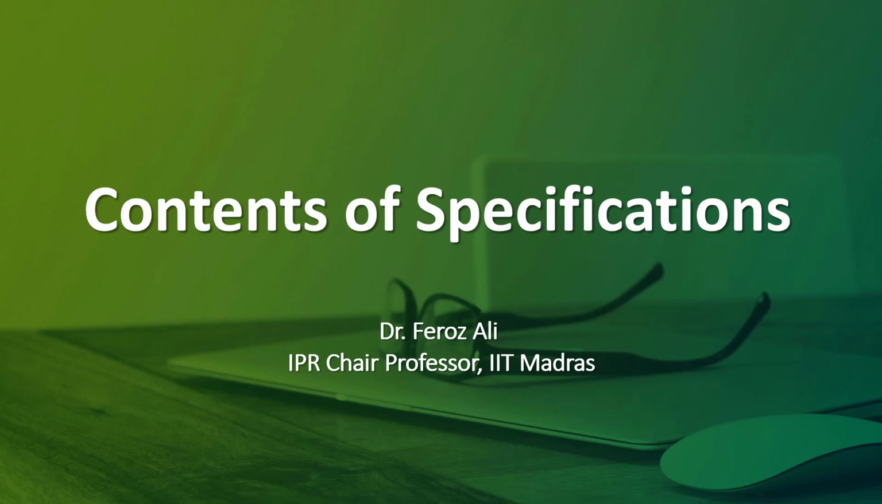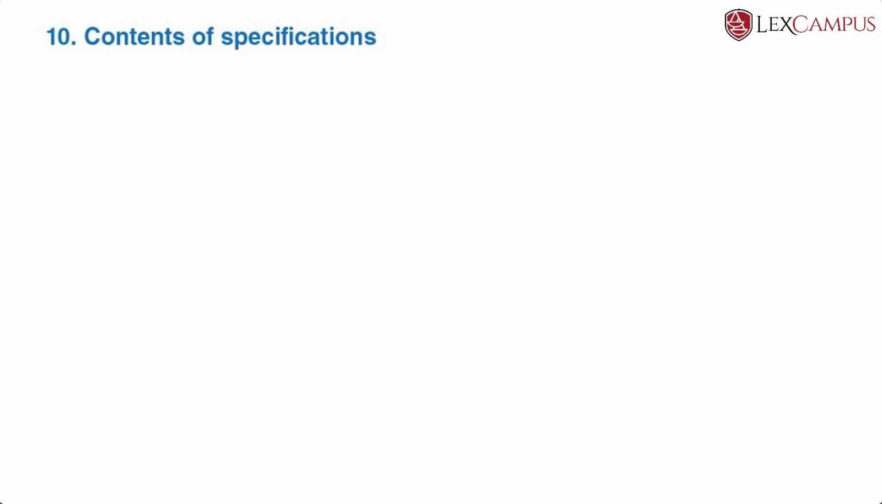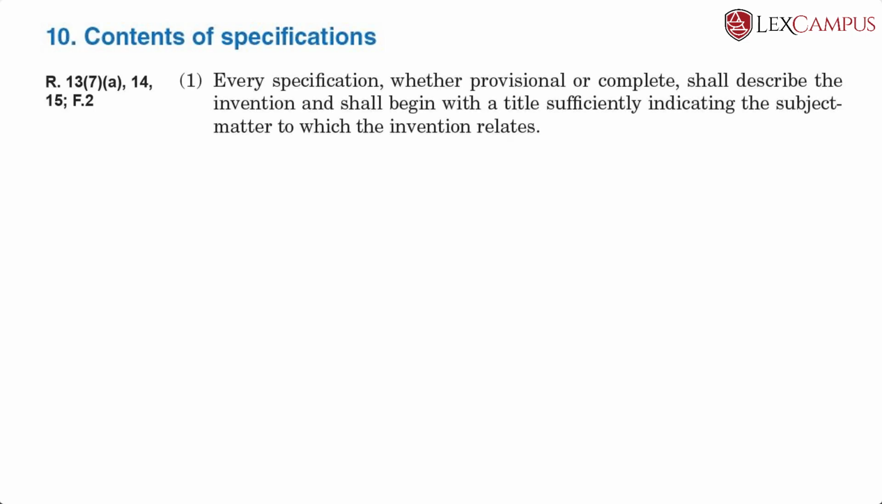Section 10 deals with the contents of the specification. What should a specification contain? Section 10(1) says that every specification, whether provisional or complete, shall describe the invention and shall begin with the title sufficiently indicating the subject matter to which the invention relates. So, there has to be a description and a title.